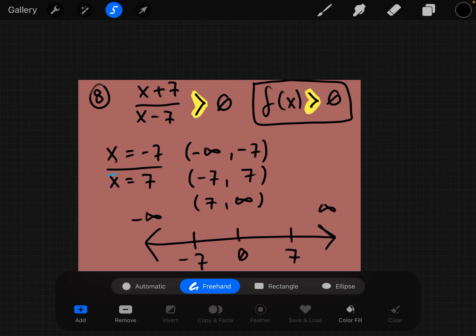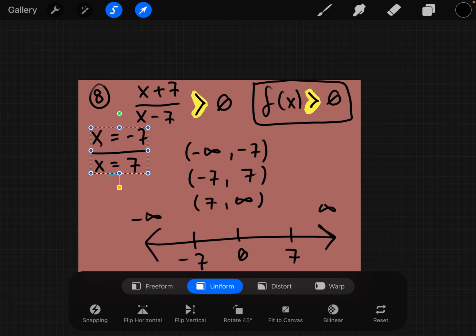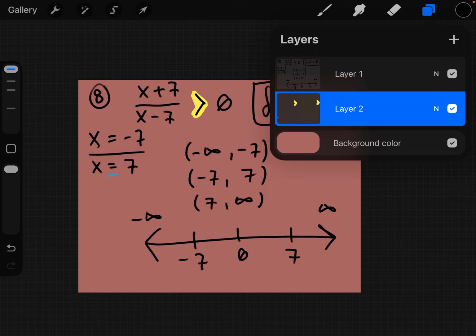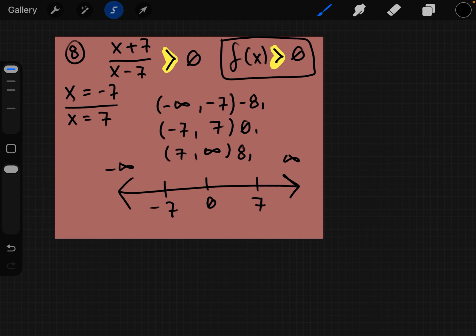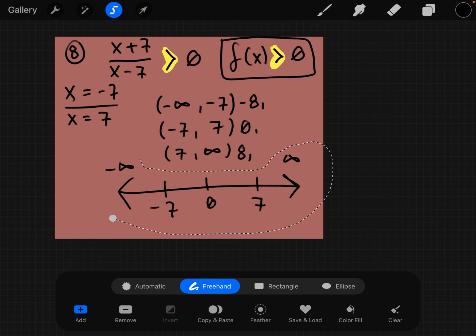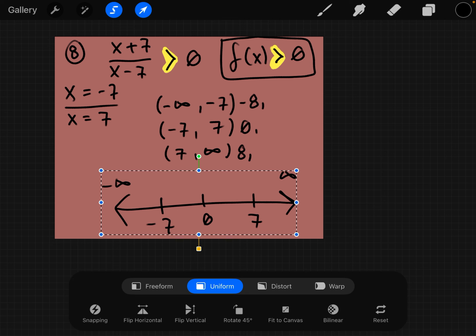Okay. Now this is the part where we do test points, and you honestly don't even have to get the values right. You just need to know if it's positive or negative. So you need something that's in between negative infinity and negative 7. Negative 8. In between negative 7 and 7, 0. In between 7 and infinity, easy to just do 8 because we've already done negative 8.